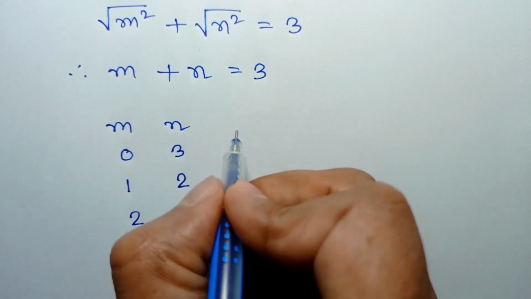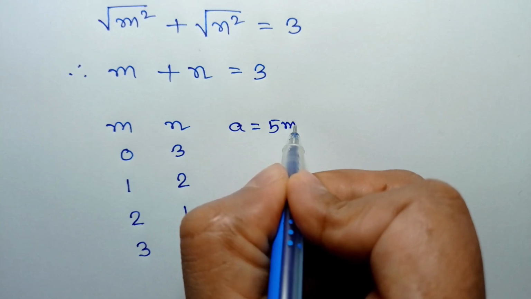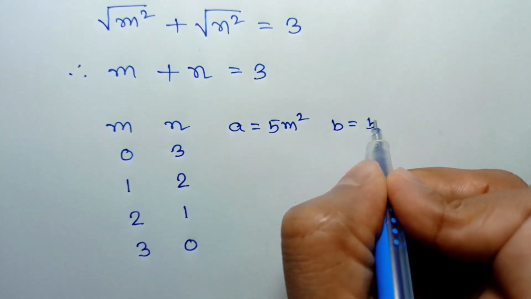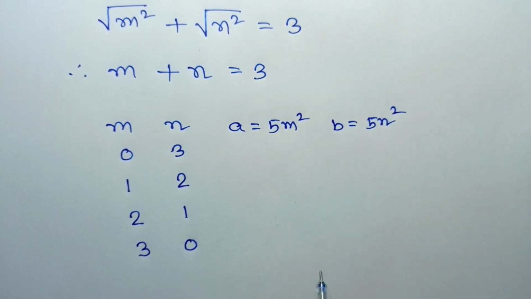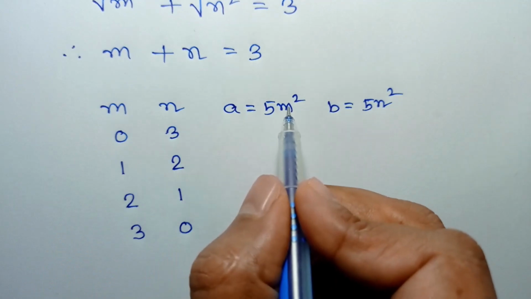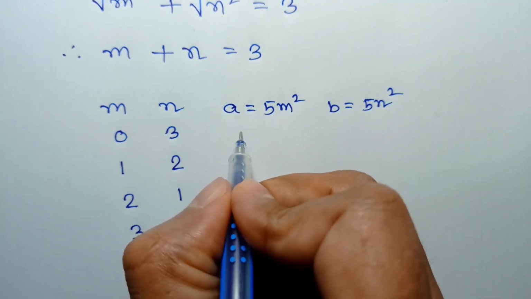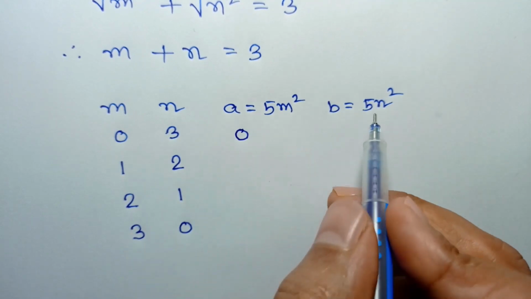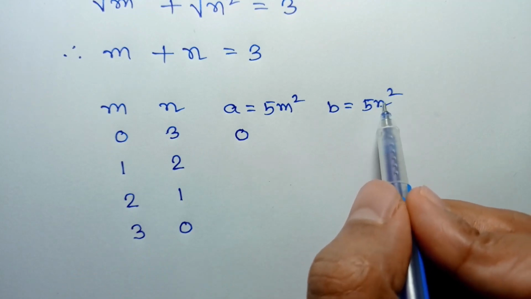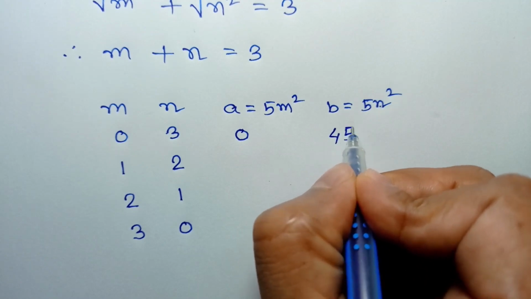As a is equal to 5m square and b is equal to 5n square, when m is equal to 0, then 0 square is 0 times 5 is 0. So the value of a will be 0. And when n is equal to 3, then 3 square is 9 times 5 is 45. So the value of b will be 45.